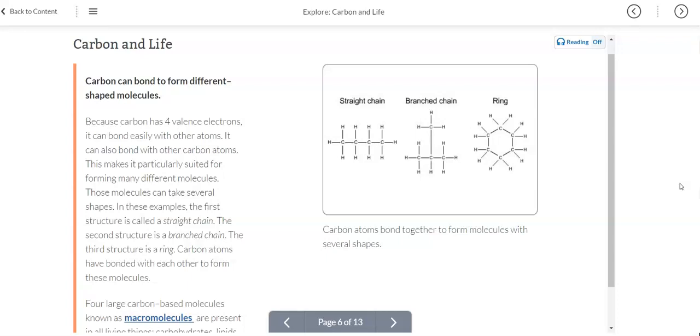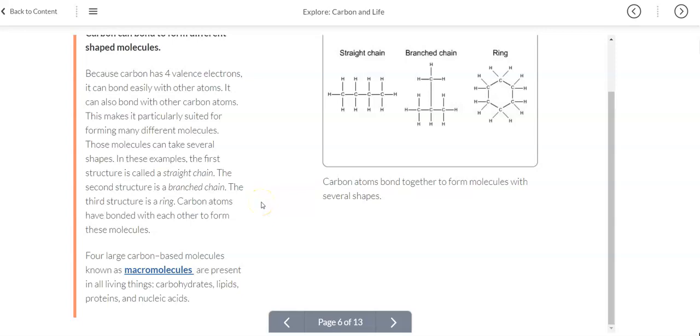In these examples, the first structure is called a straight chain. The second structure is a branched chain. The third structure is a ring. Carbon atoms have bonded with each other to form these molecules. You can see carbon bonded to carbon, to carbon, to carbon. You've got a branched chain here. You've got 3 carbons bonded to each other in a row, and then this carbon branching off. And then you have a ring structure, carbon bonded to carbon, bonded to carbon, bonded to carbon, bonded to carbon. And remember, each line represents a pair of electrons, 2 electrons being shared.